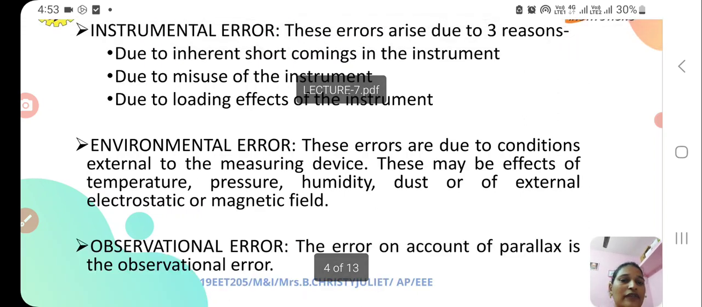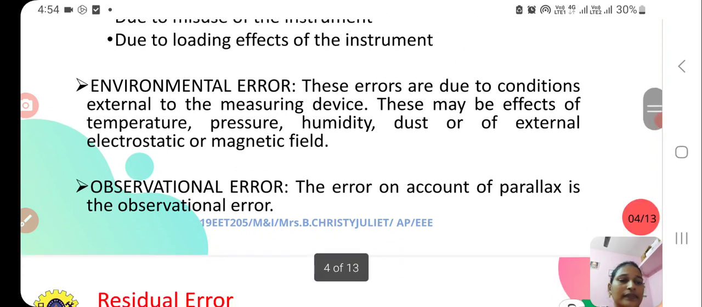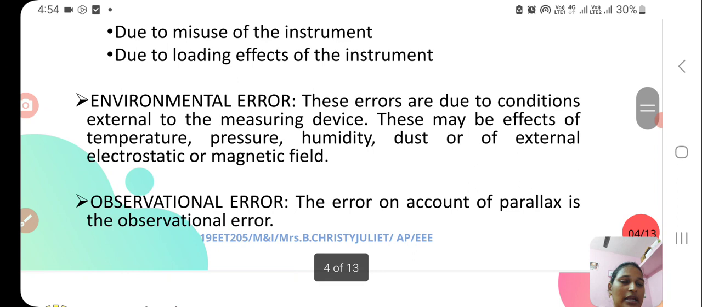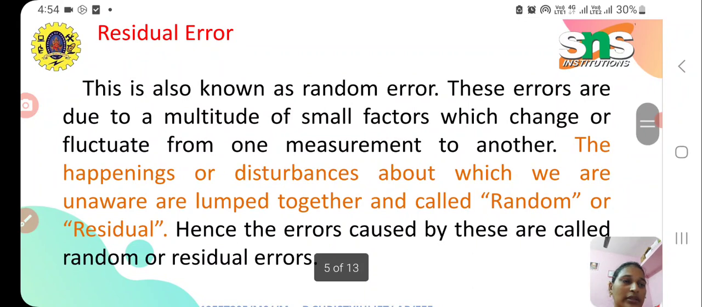The next error is environmental error. These errors, as the name implies, arise due to external factors that cause a deviation in the measuring device. For example, due to high temperature or high pressure, humidity, dust, or electromagnetic interference, there may be a change in the measurement value. These errors constitute the environmental error. The next one is observational error. The error on account of parallax is observational error. So when you take the reading, if there is a mishap, then it is called observational error.